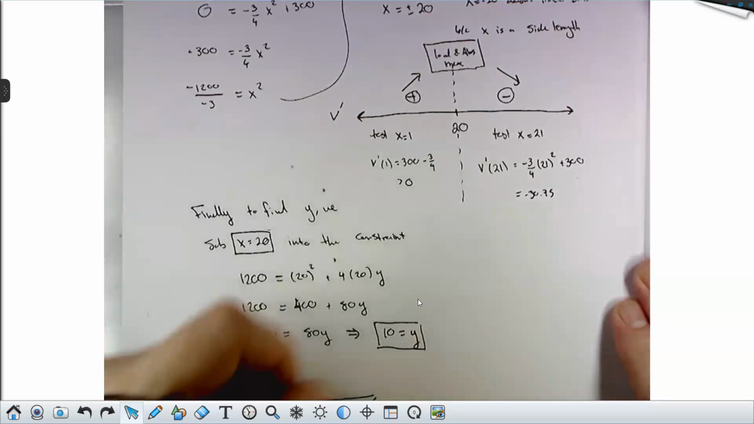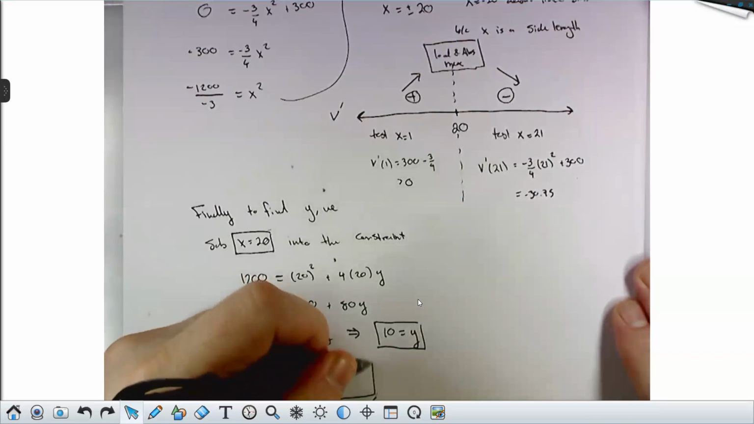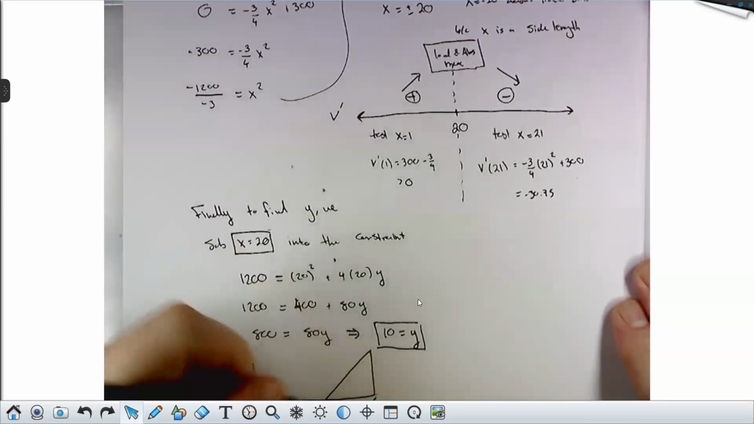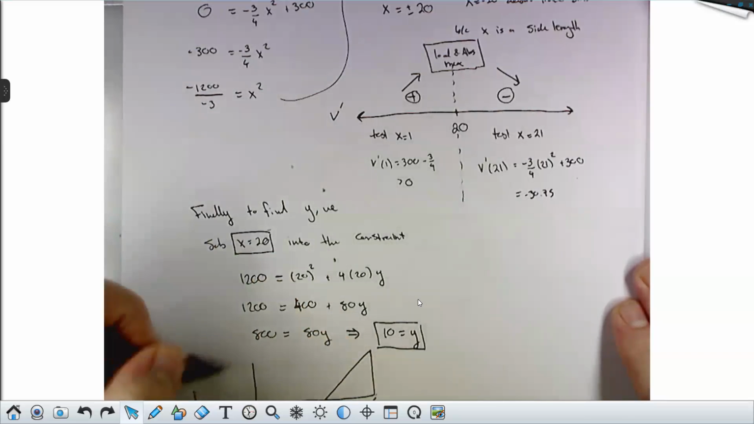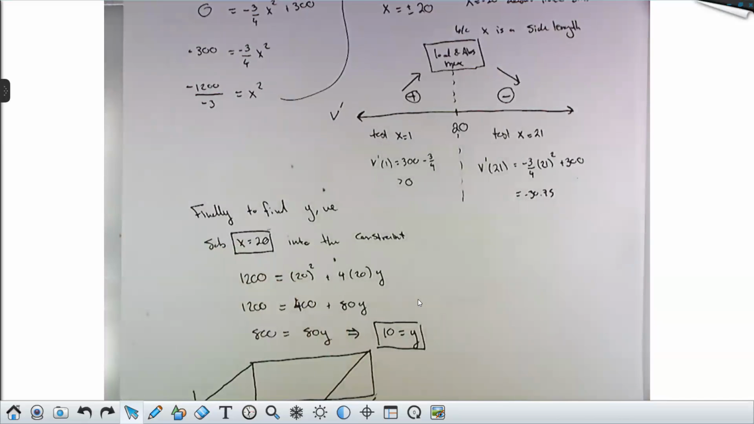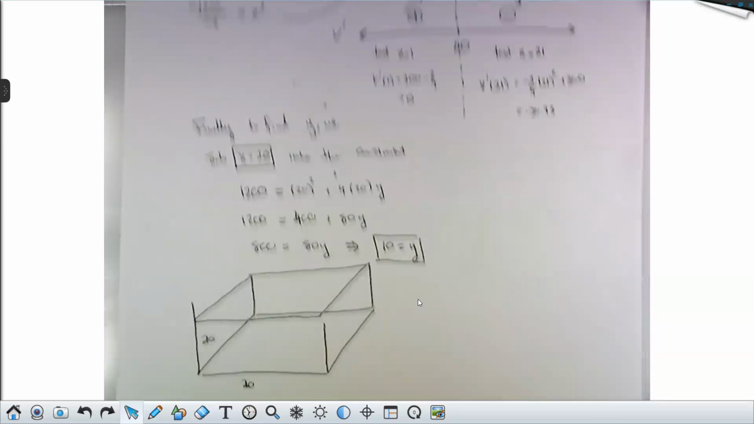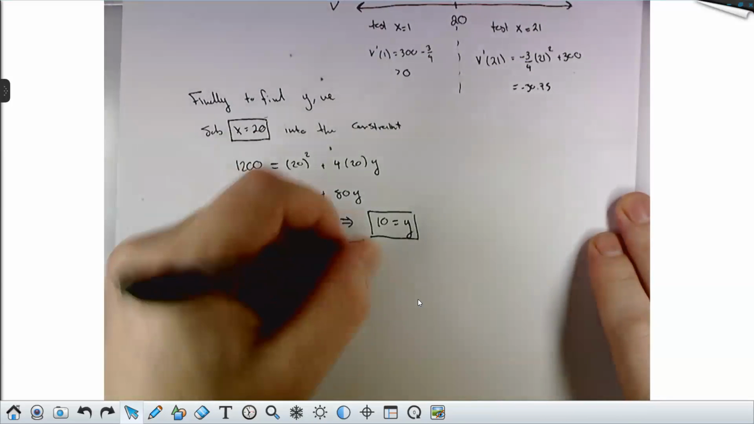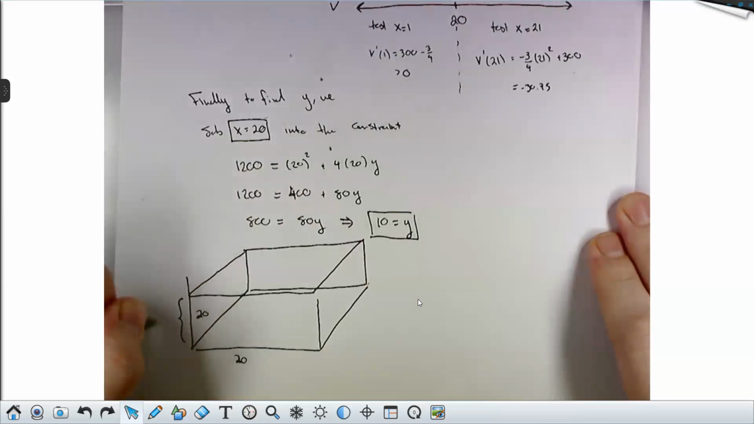And you'll notice that a lot of shipping boxes, right? You go to the post office or FedEx or something. Most of your shipping boxes have this sort of geometry. They're kind of squat and wide. And it's because it's the more efficient way to do this. So each of these is 20, and this height is half of that, is 10.